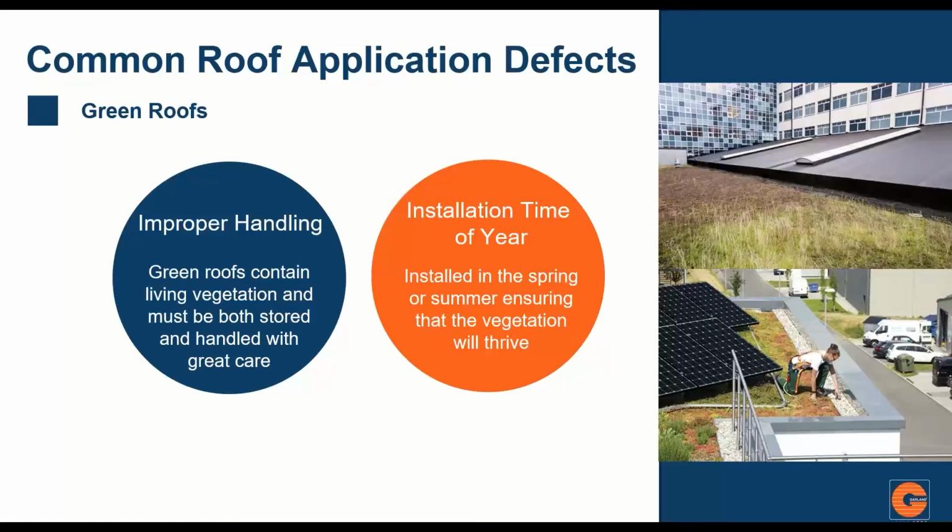And secondly, the installation in terms of time of year. You need to give the green roofing system and the vegetation the best opportunity to thrive and establish itself. So this is typically in the spring and summer months. If you were to install it during the autumn or winter months, the green roofing system will not establish itself and will likely die in the not too distant future after install.